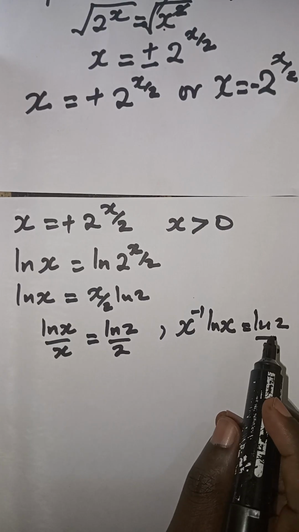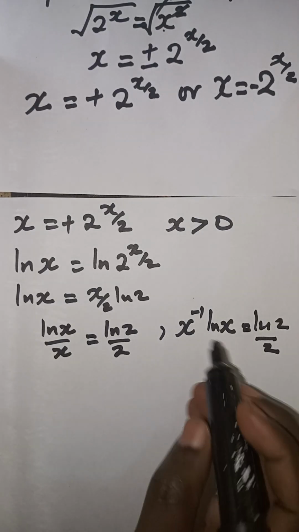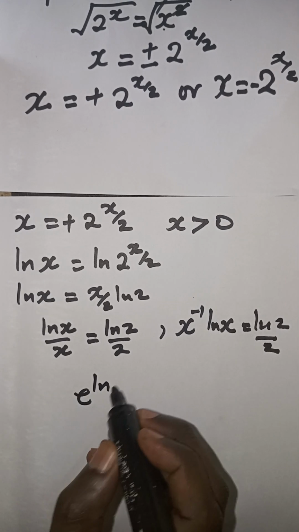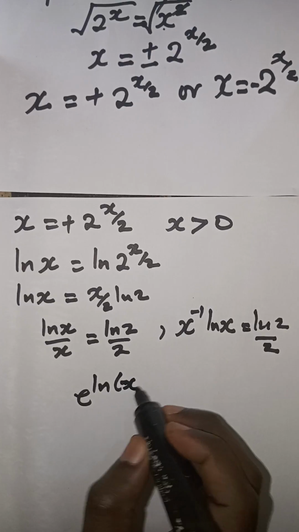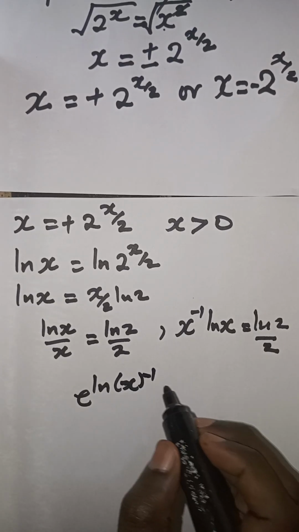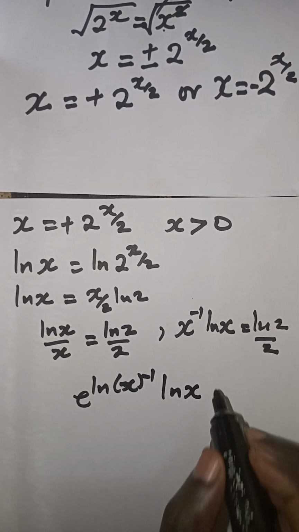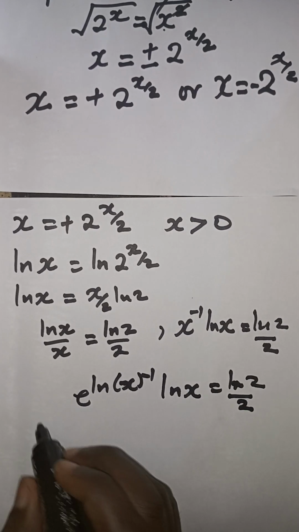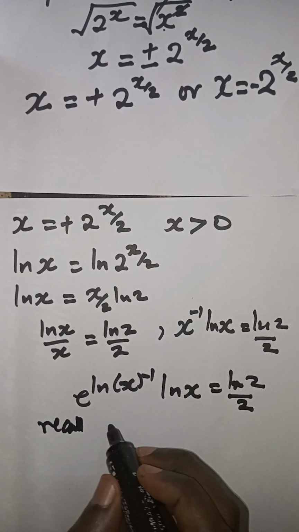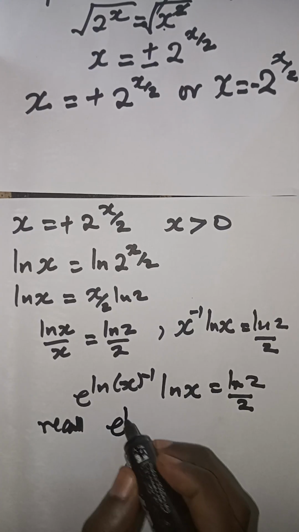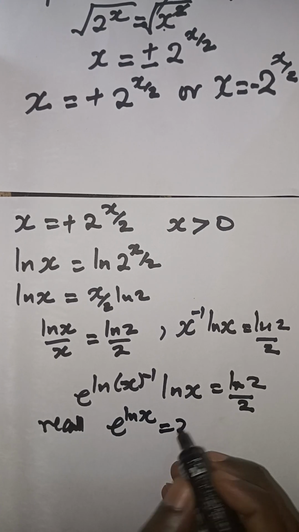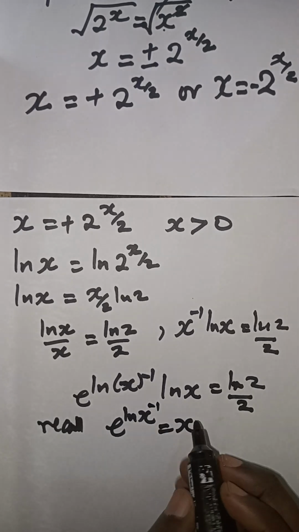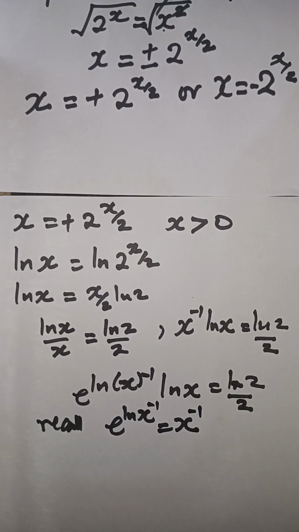Next step, I'm going to introduce the exponent on both sides so that I have the exponent of negative ln of x, x raised to power negative 1, multiplied by ln of x is equal to ln of 2 divided by 2. You recall that the exponential of a natural log of x should always be equal to x. So when this is x raised to negative 1, then this is also x raised to negative 1.